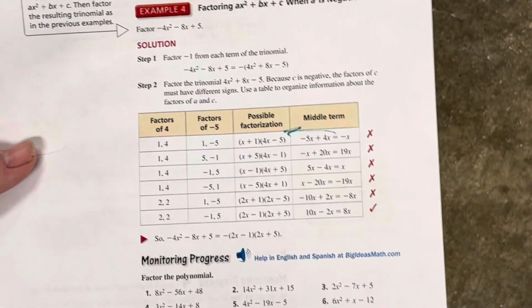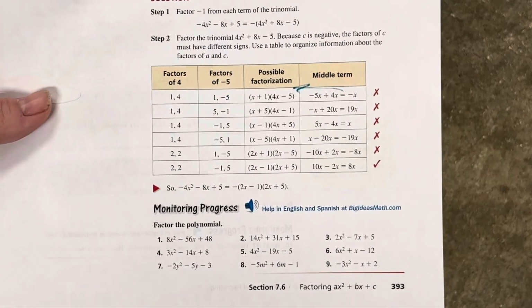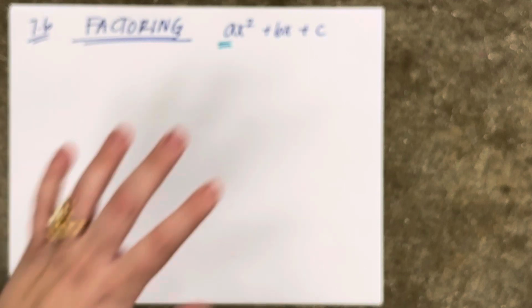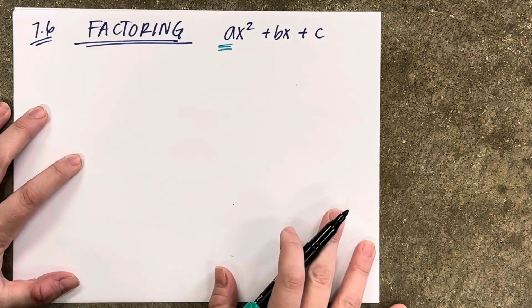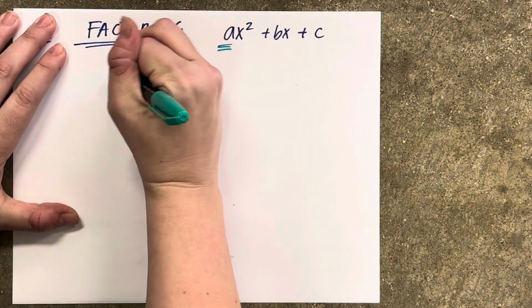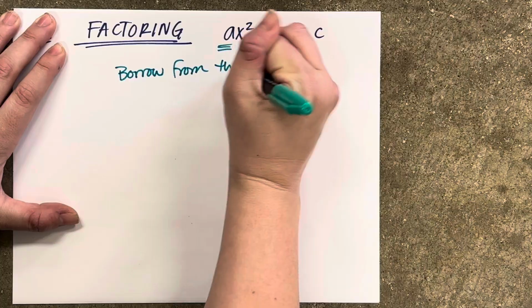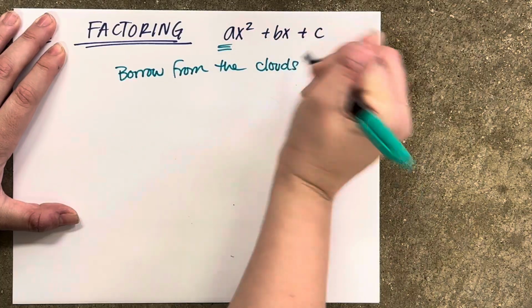Same thing with this side of the page, right? You make your tables, you guess and check and see which ones are possible. We're not doing any of that, okay? No, thank you. Instead, what we're gonna do is an old school thing that I learned called borrowing from the clouds. Okay, so we're gonna borrow from the clouds.